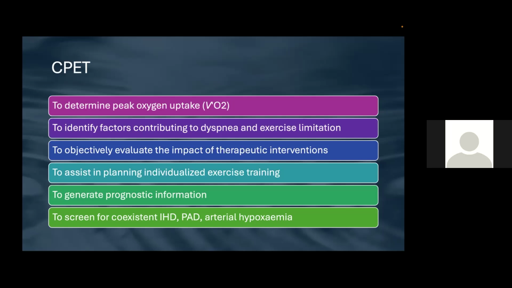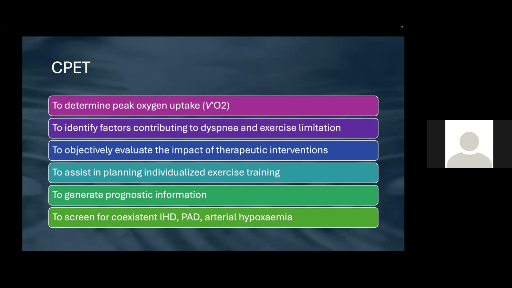So also the importance of CPET is to identify factors contributing to dyspnea and exercise limitation. So we can know the pattern. Is it the cardiac or pulmonary or ventilatory limitation? Also, it helps to evaluate the impact of therapeutic intervention for our patient, either surgical intervention or medical treatment.